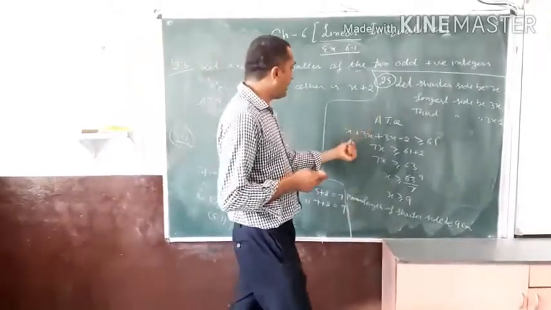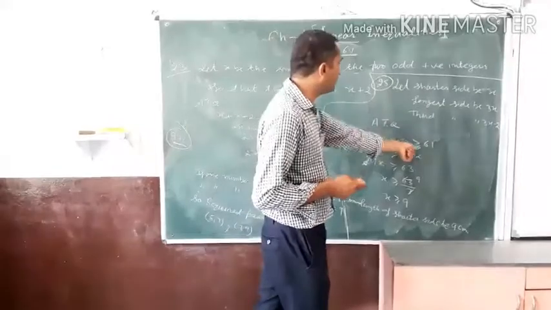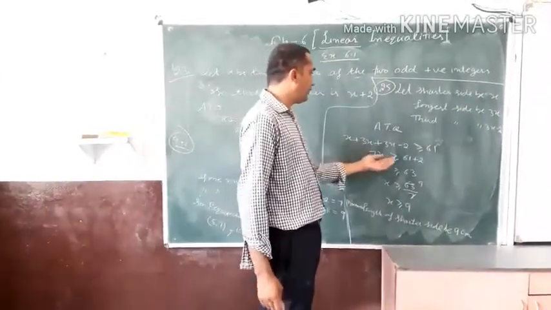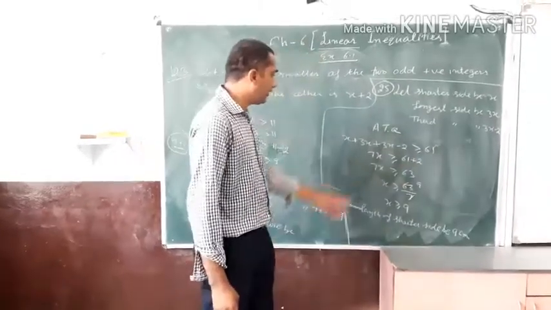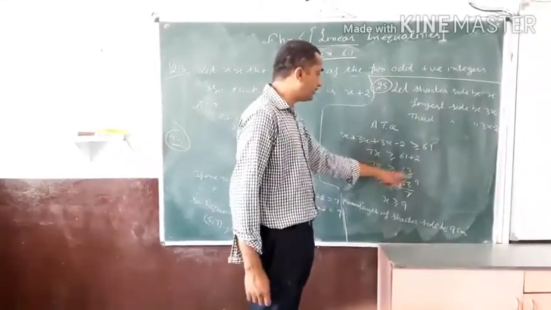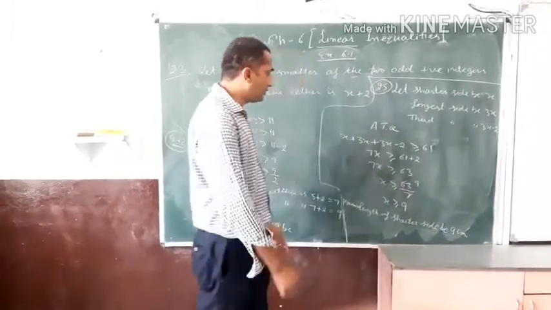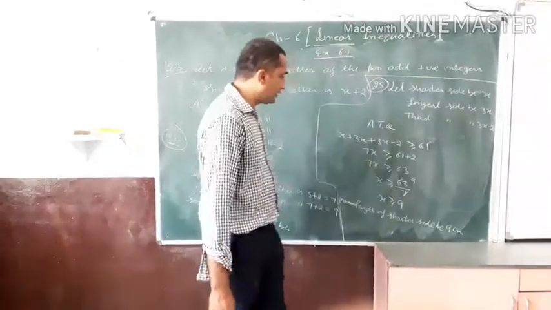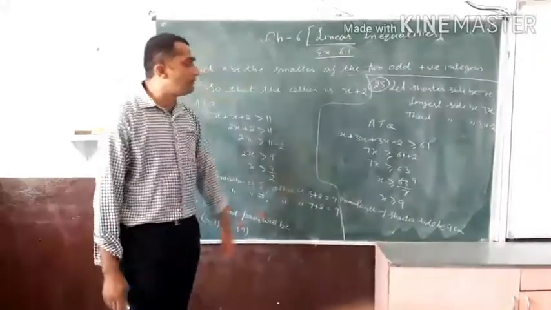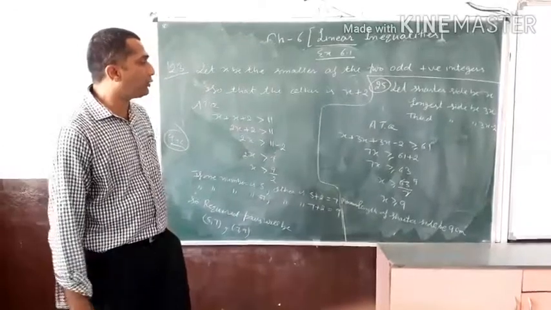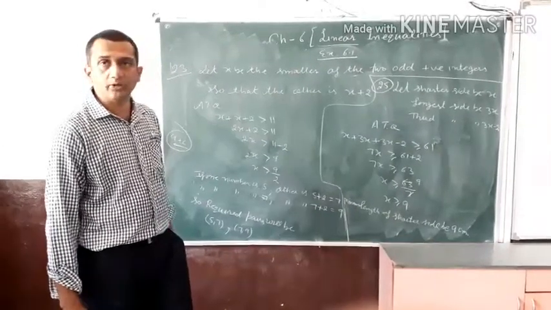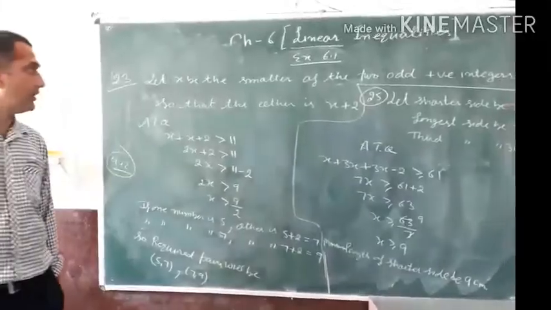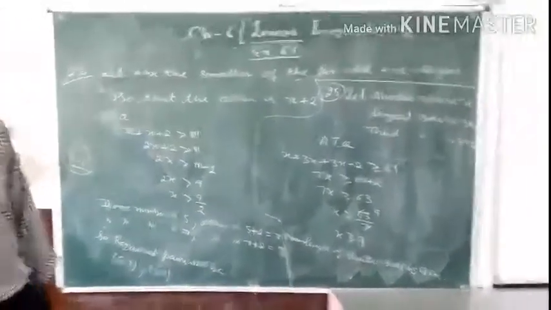We know that the perimeter is the sum of all three sides, which is at least 61. So x plus 3x plus 3x minus 2 is greater than or equal to 61. Solving this, 7x is greater than or equal to 61 plus 2, 7x greater than or equal to 63, x greater than or equal to 63 over 7, so x is greater than or equal to 9. So the minimum length of the shorter side is 9 centimeter. Before starting question number 26, pause the video to note it down.